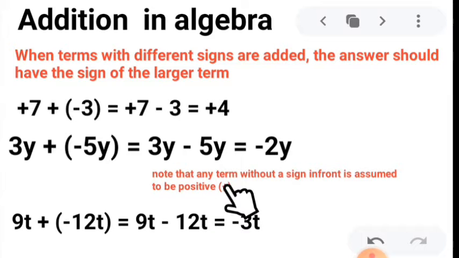So remember that any term without a sign in front of it is assumed to be positive, as in 9 plus minus 12t. If we remove the bracket, 12 is bigger than 9, so the answer should have a minus sign in front of it. So 9 minus 12t will give us minus 3t.